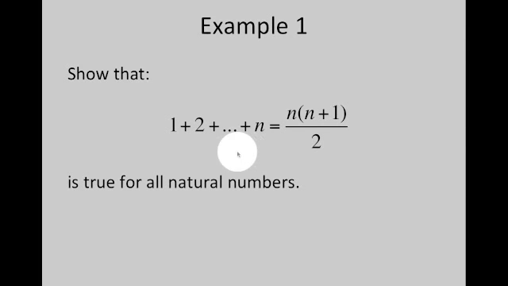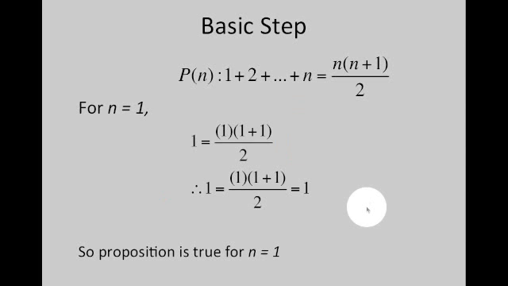Okay, so this is an example of a proposition that could be given. 1 plus 2 plus ... plus n is equal to n(n plus 1) over 2. It's true for all positive natural numbers. So this is a proposition they can give, and we need to show that this is true. Prove it mathematically, rigorously. How do we do this?